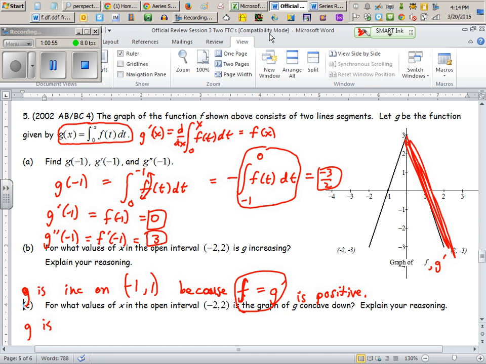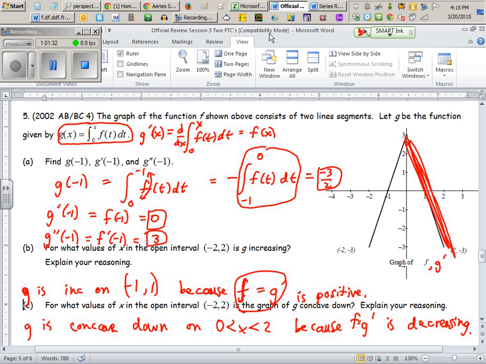So we're going to write the same thing as before. G is concave down on the interval 0 is less than x is less than 2, because g prime is decreasing, or f equals g prime is decreasing. They love it. What do we got? 6 out of 9 points? This is not hard. There's no calculations at all, except that triangle at the beginning.